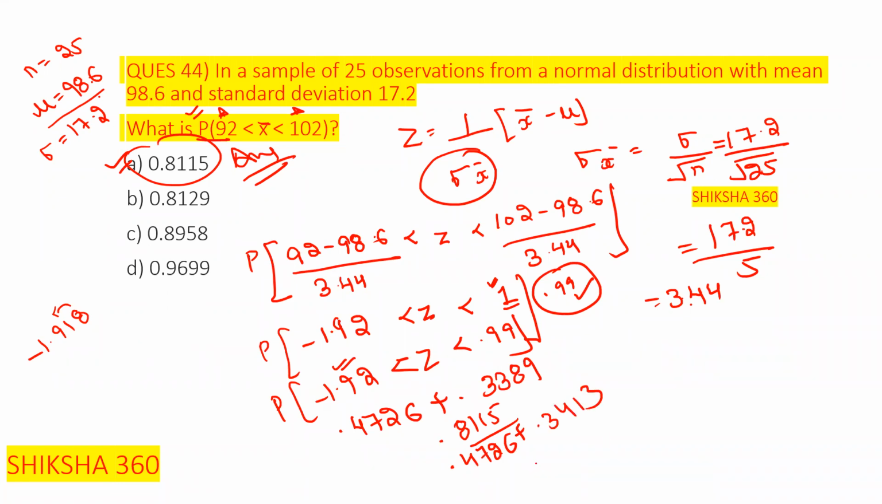0.3413. When we do this, we will get 0.8139, which is not in the answers. So generally take a little bit less value, or we have to go with the options.